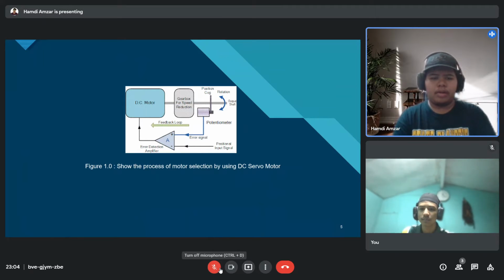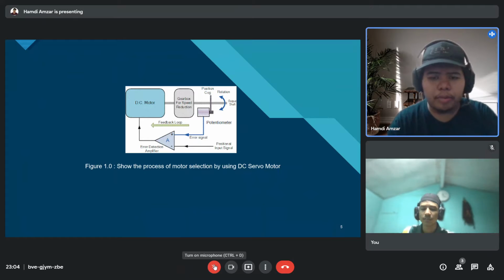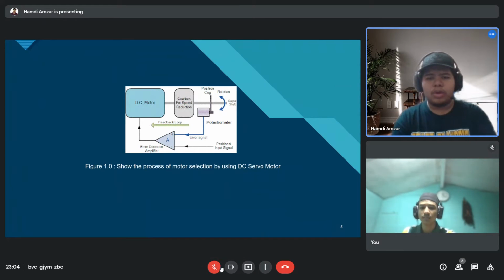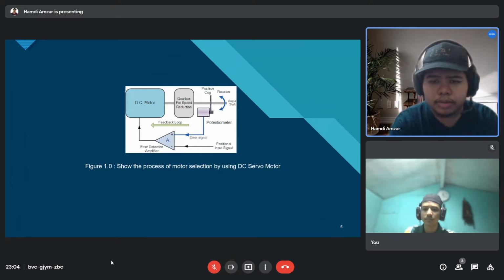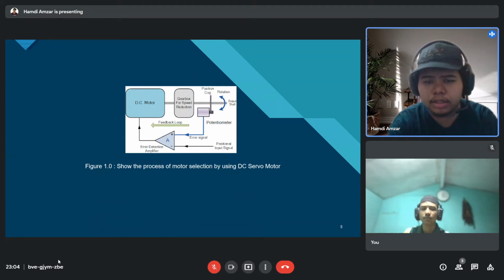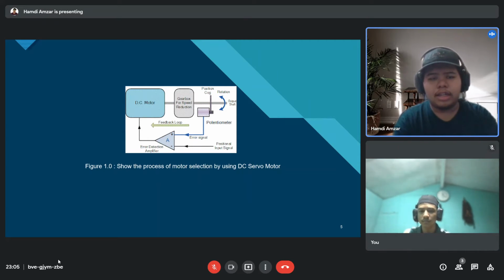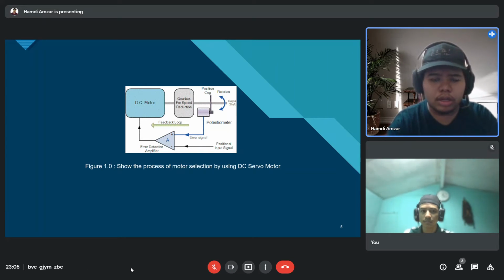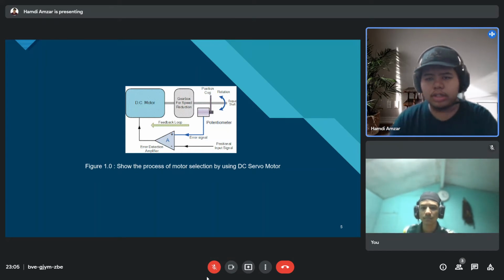Figure 1.0 shows the process of motor selection by using a DC servo motor. Firstly, the positional input signal. Next is the amplifier for error detection, and then the DC motor. Next is the gearbox for speed reduction. Next is the potentiometer. When an error signal is detected, it goes back to the amplifier. The last one is the output shaft.